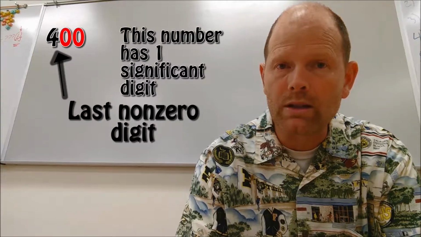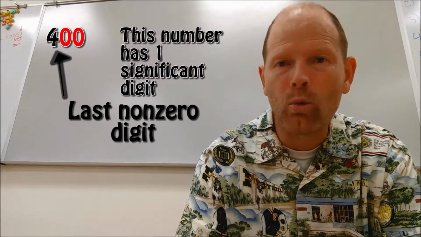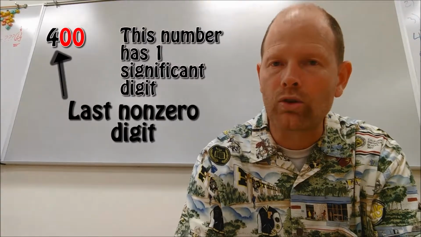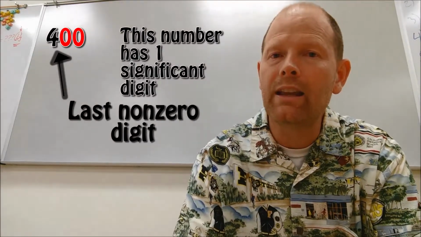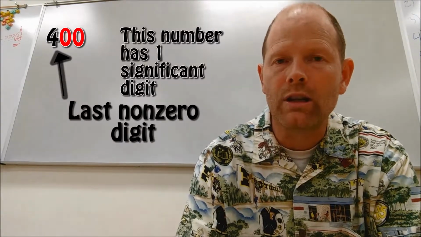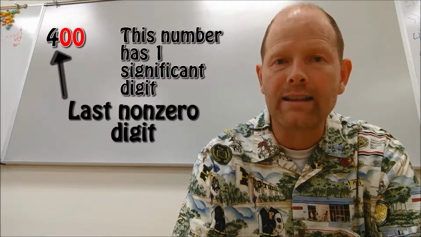They're still important. If you don't have them there, 4 is very different than 400. We call them placeholders because they're keeping the 4 in the hundreds place. But because those numbers weren't measured, it means that they're not significant.